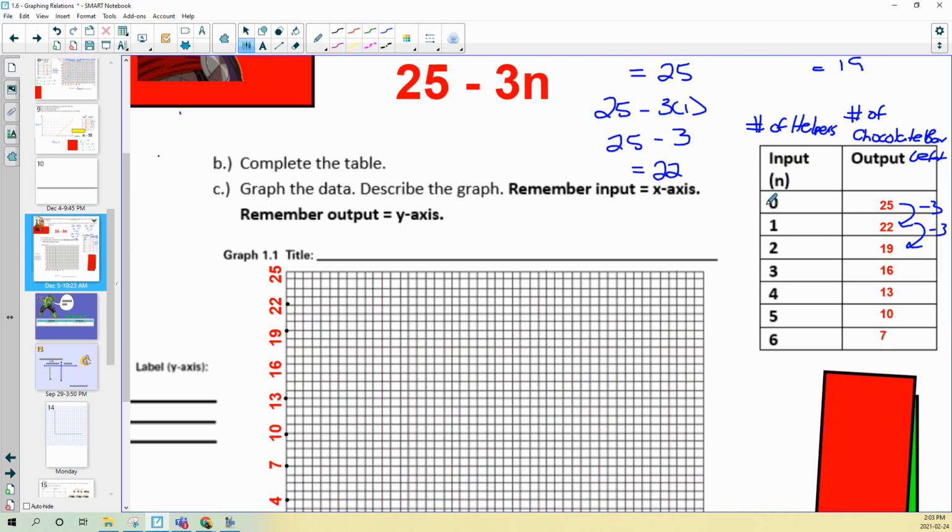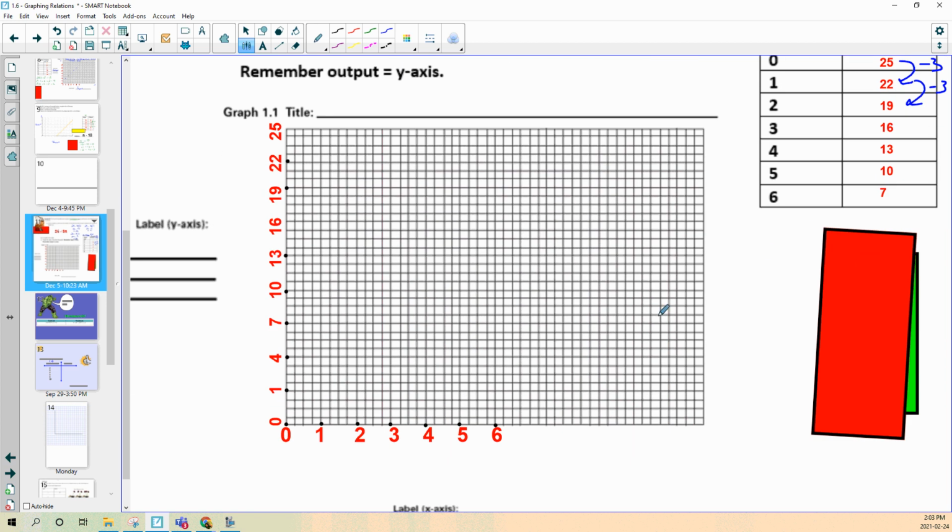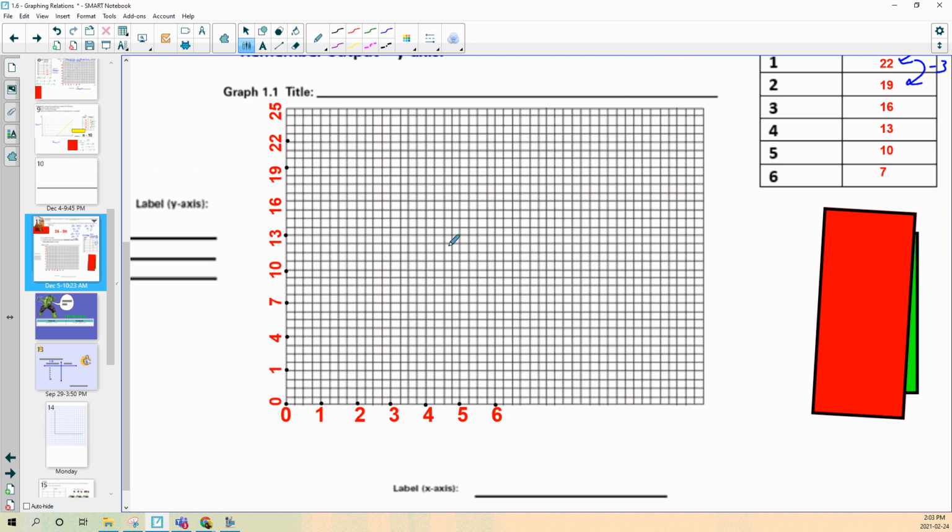Let's go to the scaling of this graph. So, oh wait, let's first do some labeling. This is our x, and this is our y, and our input is always going to be on our x-axis. So this is going to represent the number of helpers. I'm going to capitalize that. And then here, this represents the number of chocolate bars left.